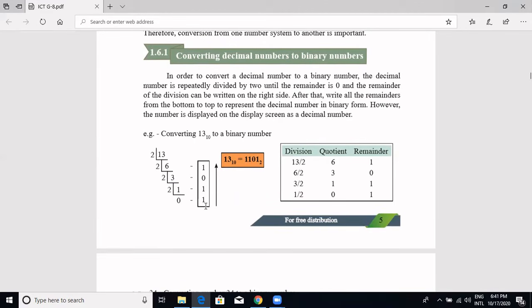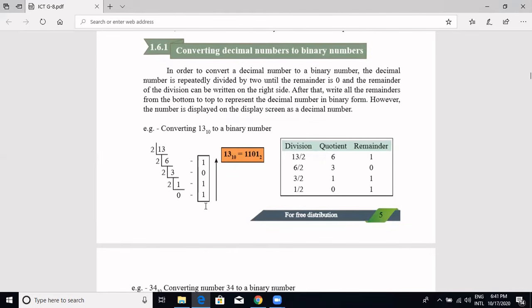So can you see in the right hand side, you have some remainders, but make sure you take those remainders from bottom to top. Bottom to top. That's how you get 1, 1, 0, 1. So that is the binary number.